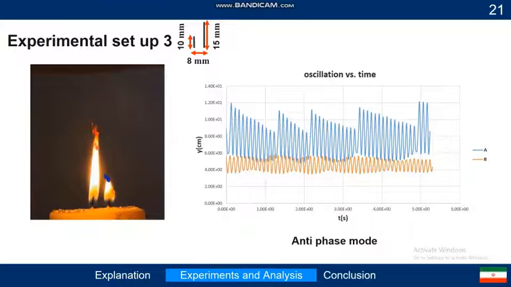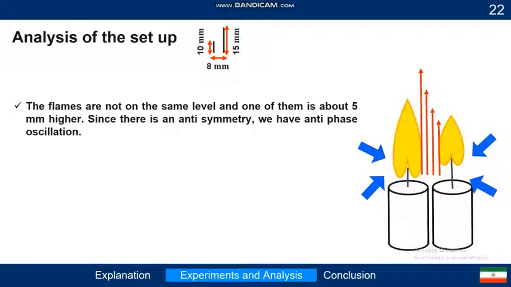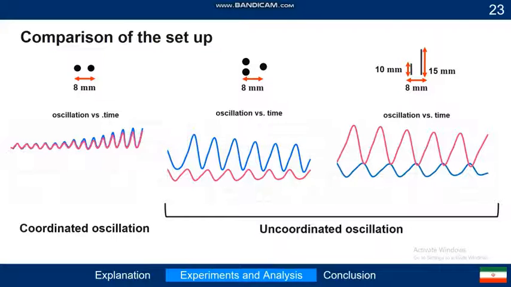Sorry, this is coordinated oscillation. In experiment setup number 3, I changed the height, so there is a difference in height. As you can see, they have anti-phase mode, and because the difference in height causes a difference in the entering volume of the air, we have anti-phase mode. The comparison of these setups tells us that disorder causes uncoordinated oscillations, but if the entering flow is similar, we can see coordinated oscillation or in-phase.